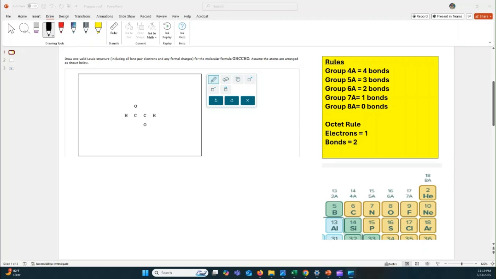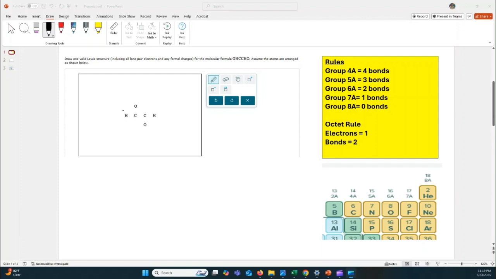All right, next up, I'm going to be showing you how to solve the ALEKS problem. Draw one valid Lewis structure, including all lone pair electrons and any formal charges for the compound listed, and assume the atoms are arranged as shown below.